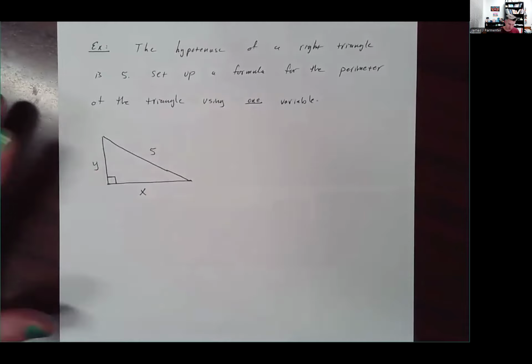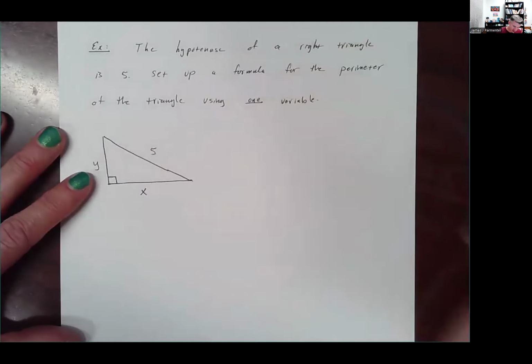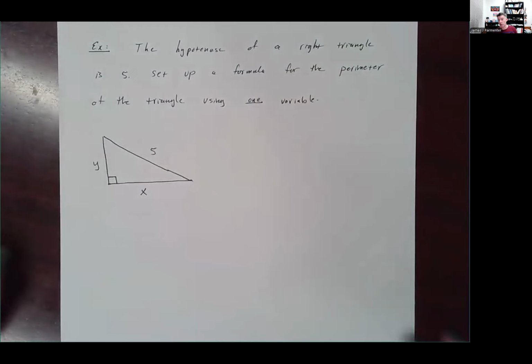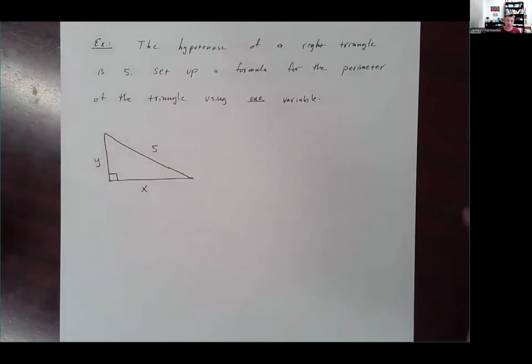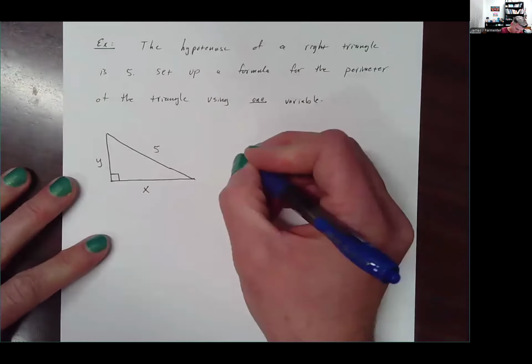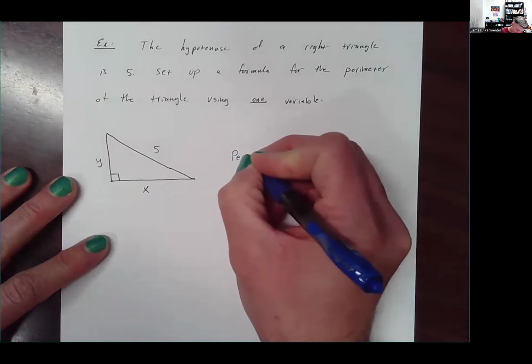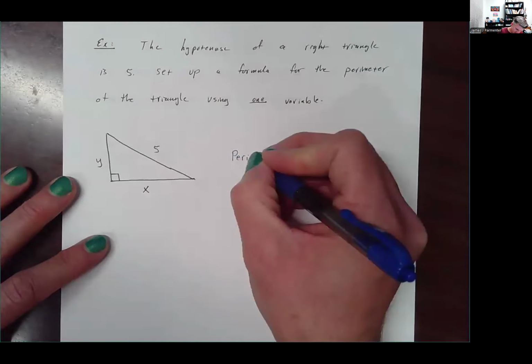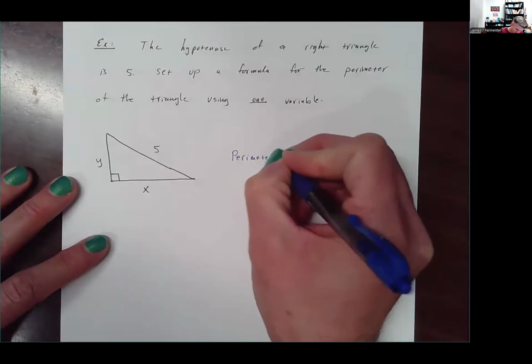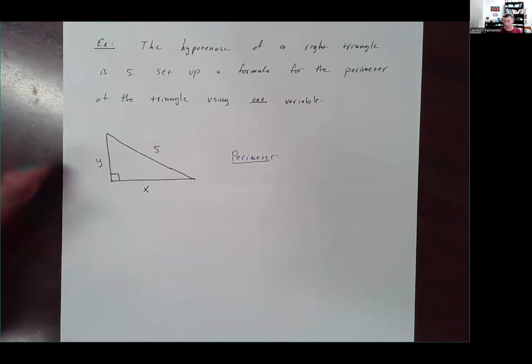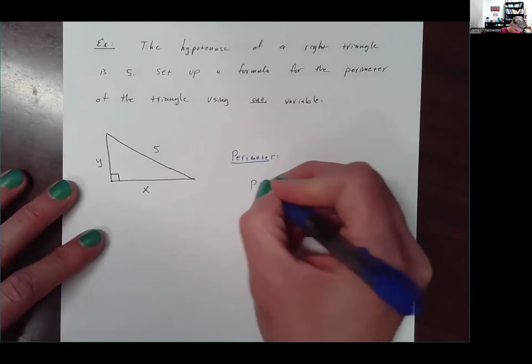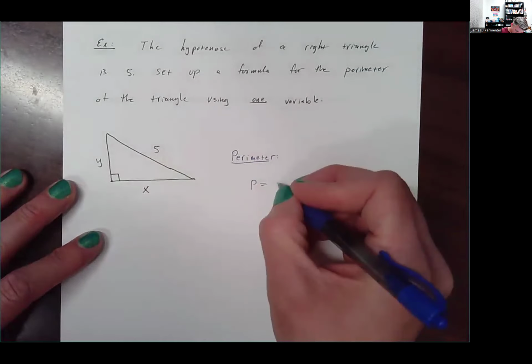The hypotenuse of the right triangle is 5 units, inches, meters, whatever. Set up a formula for the perimeter of the triangle using one variable. So the thing we want to set up the formula for is the perimeter. Perimeter, I think that's how you spell it. Doesn't really matter. So that's going to be, I would use the letter P. So P is equal to x plus y plus 5.